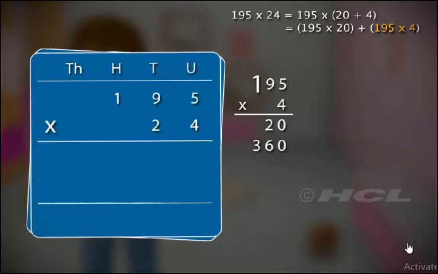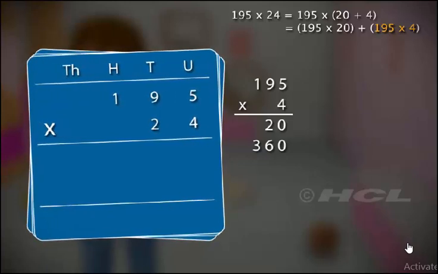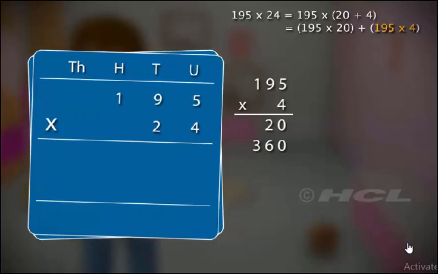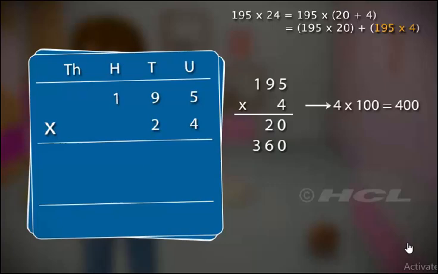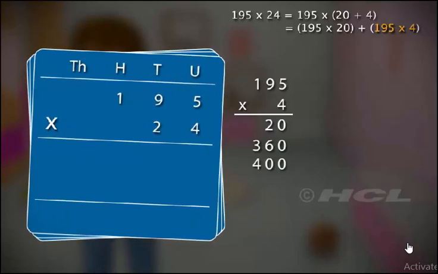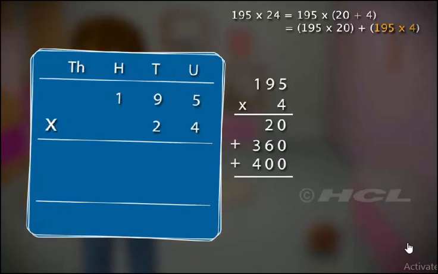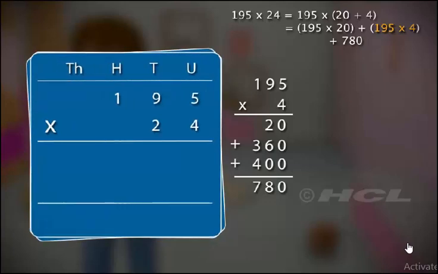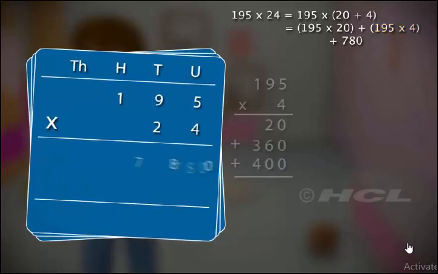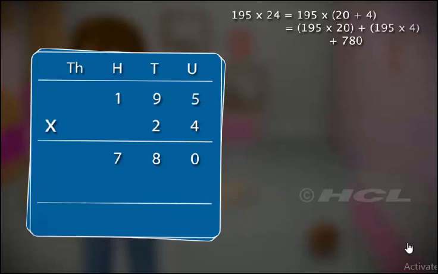Lastly, multiply 1 by 4. 1 is a hundreds digit. Its value is 100. 4 times 1 is 4. So, 4 times 100 is 400. Adding all three products, we get 780. Move this to the main table.